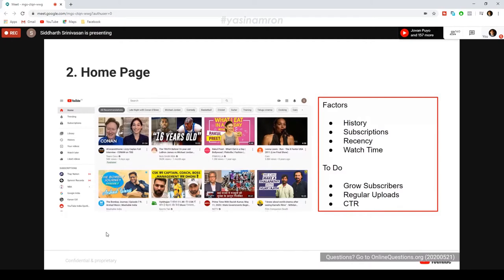Take a look at your click-through rate. Now, what is click-through rate? We'll look at it later, but at a simple level, how many people are clicking on the thumbnail and then starting to watch the video, right? So that ratio, that's the click-through rate. So what do you have to do?